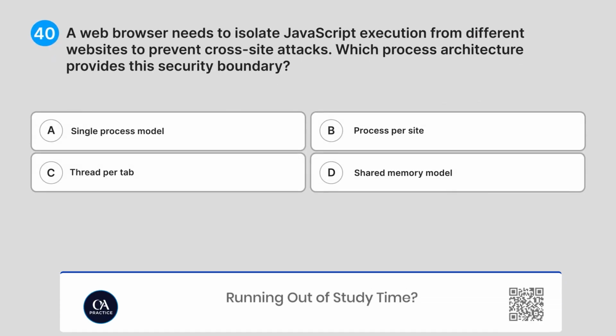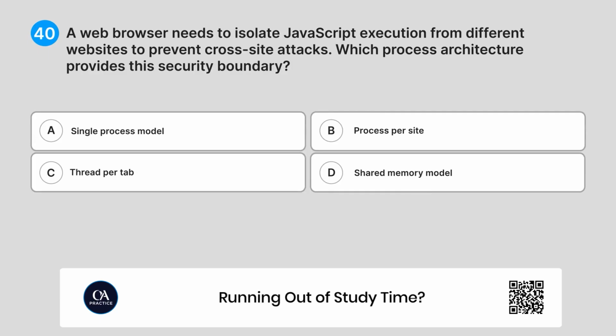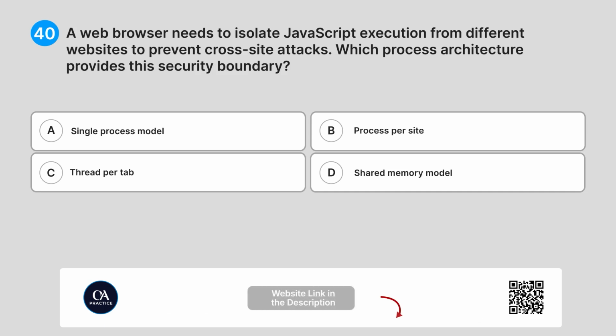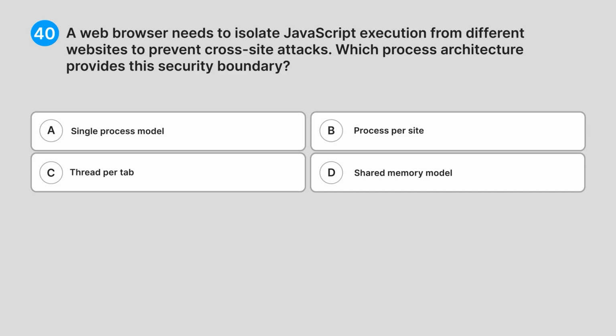40. A web browser needs to isolate JavaScript execution from different websites to prevent cross-site attacks. Which process architecture provides this security boundary? A. Single process model. B. Process per site. C. Thread per tab. D. Shared memory model.